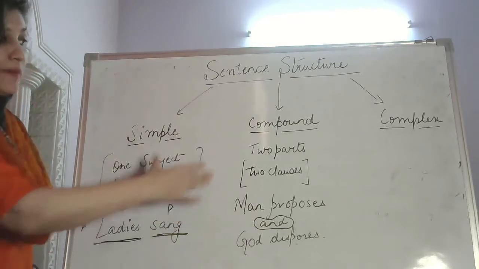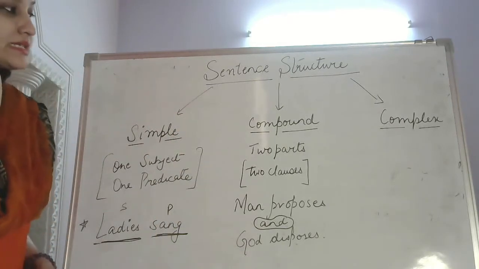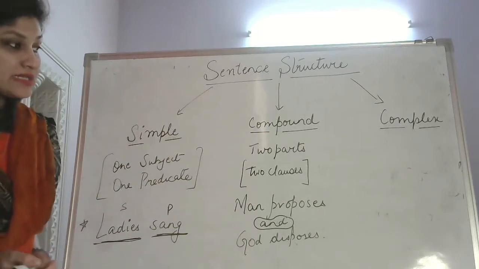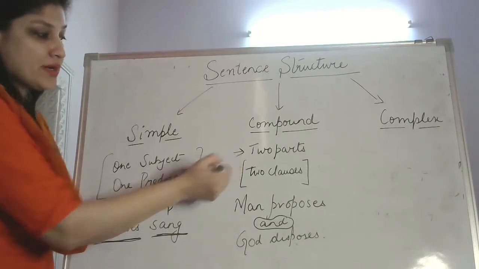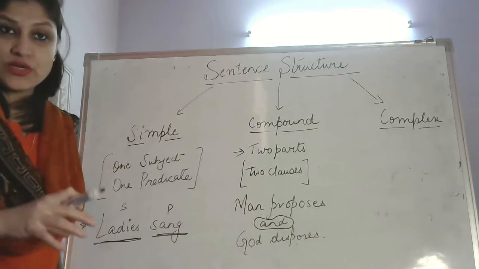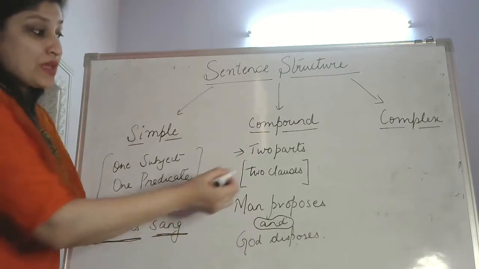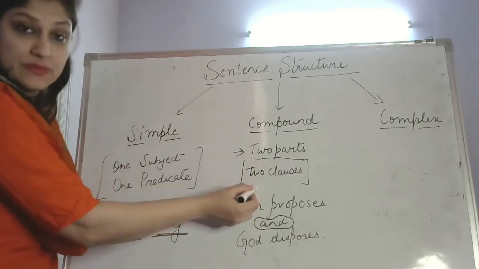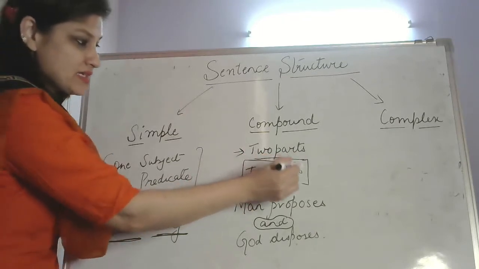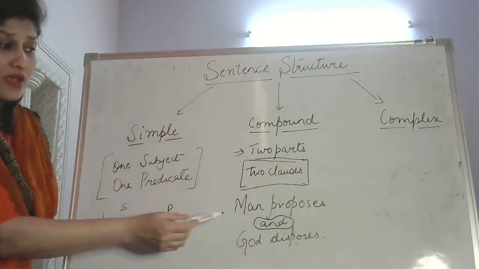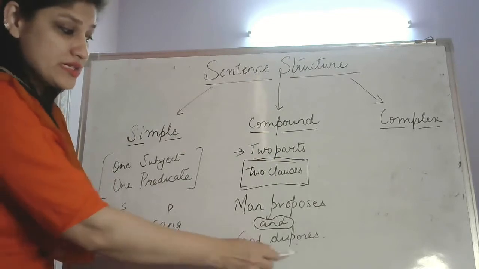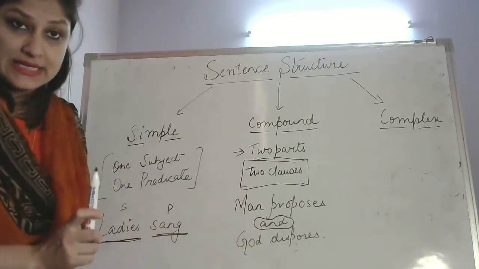Now, apart from that, we have compound sentences. Now, compound sentences, they have two parts. Always remember, compound means putting together of two things. Now, there are two parts. That means two clauses. This is what I'll explain later on. Man proposes and God disposes. Now, this is one sentence.